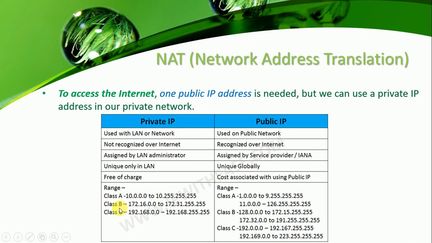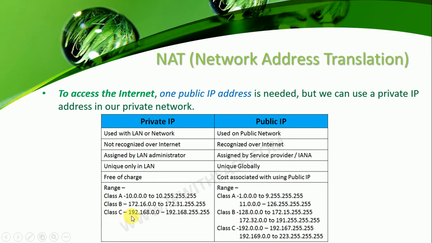The class B range is from 128 to 191. Within this range, 172.16 to 172.31, which means the 16 network, is used as a private IP class. There is only 10 in class A; the rest are host IP addresses.